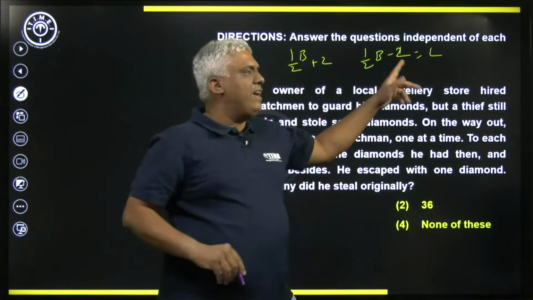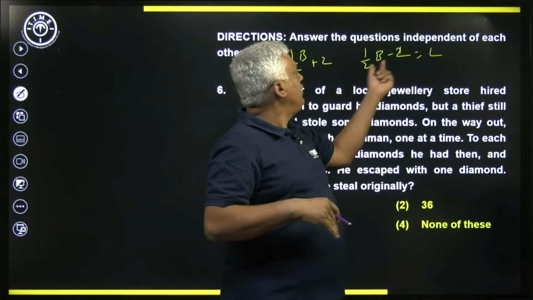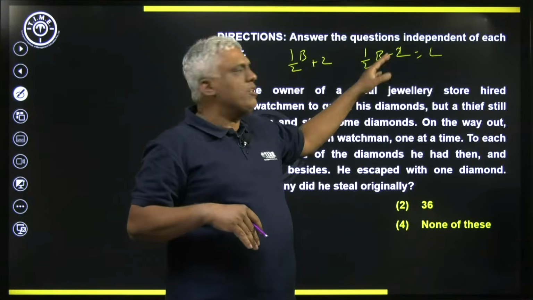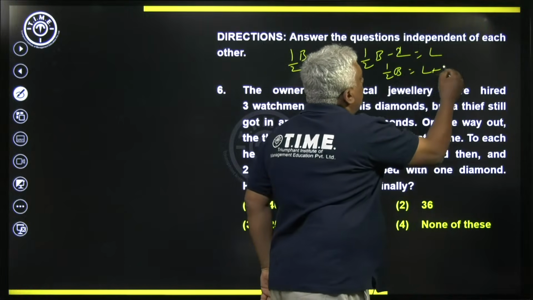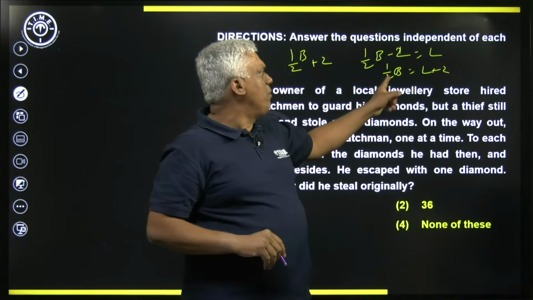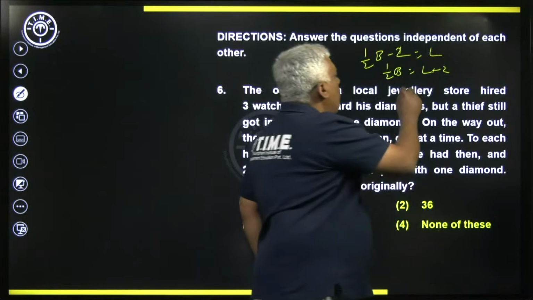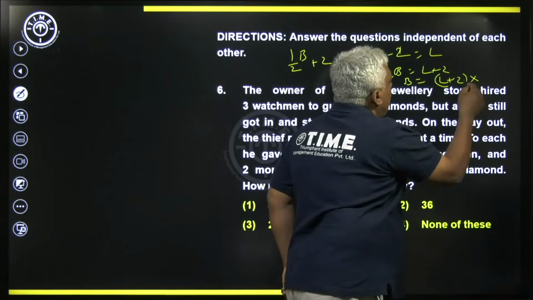L is the left, whatever diamonds remain. B means what we had in the beginning, so you see that half B will be left plus 2. So whatever is your left number of diamonds, if you add 2, it will become half of what you had in the beginning. So what you had in the beginning is left plus 2, into 2, right?